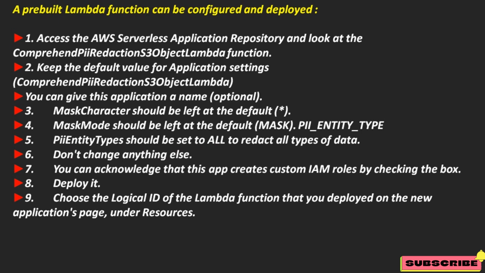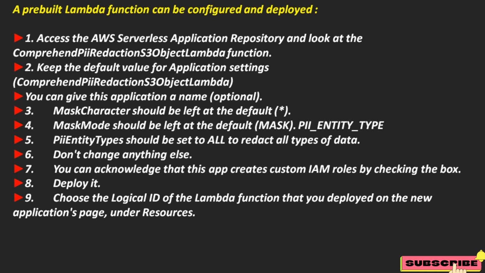Okay, next we need to discuss how a pre-built Lambda function can be configured and deployed. What are the steps we need to understand? For S3 Object Lambda access points, configure and deploy the comprehend-pii-redaction-s3-object-lambda pre-built function. The Lambda function needs to be configured and deployed.